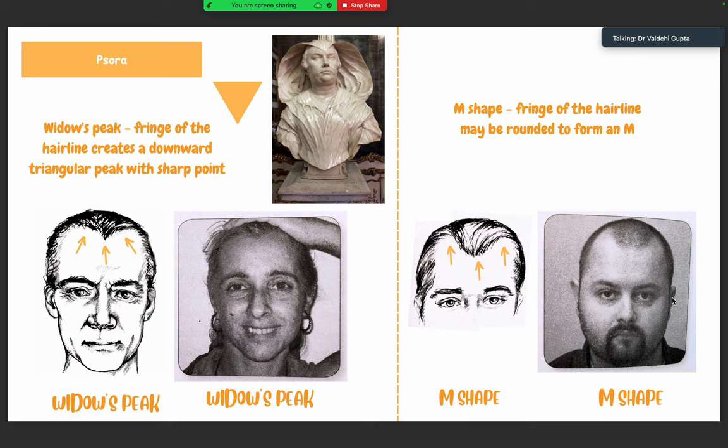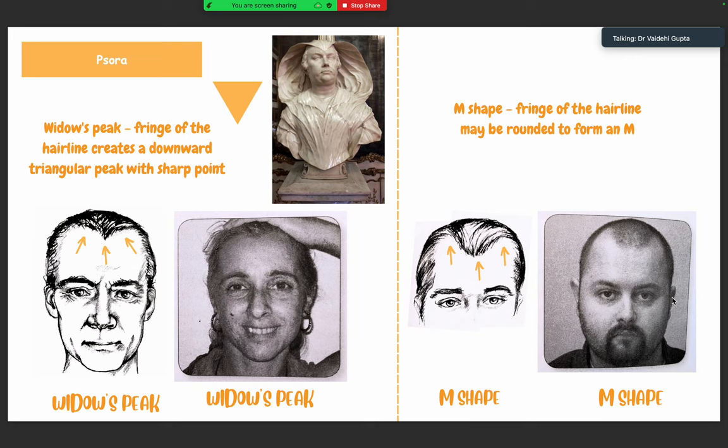The first picture is the sketch, and the next one is the actual one, the real one. The second one is M-shaped. The M-shaped fringe of the hairline may be rounded to form an M shape. It is not exactly pointed like an M, but it is roughly a slightly curved M shape. So widow's peak and M shape are both features of the hairline of Psora miasm.